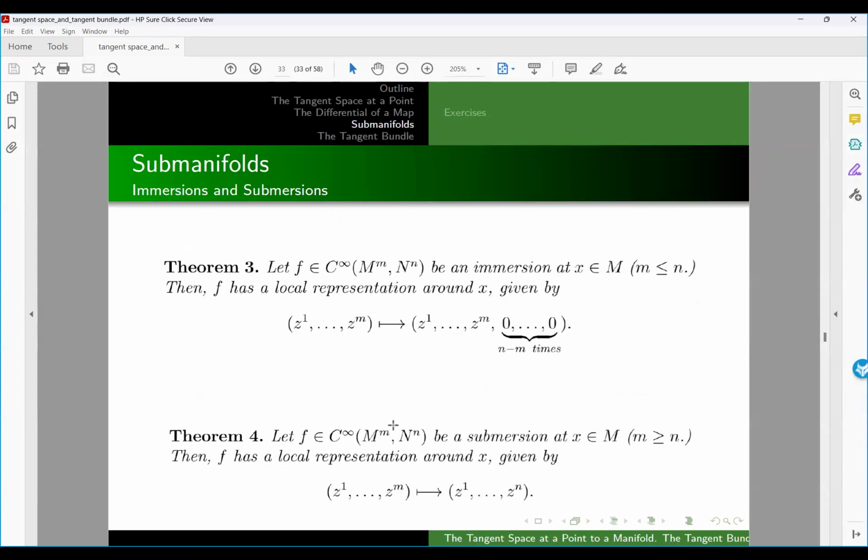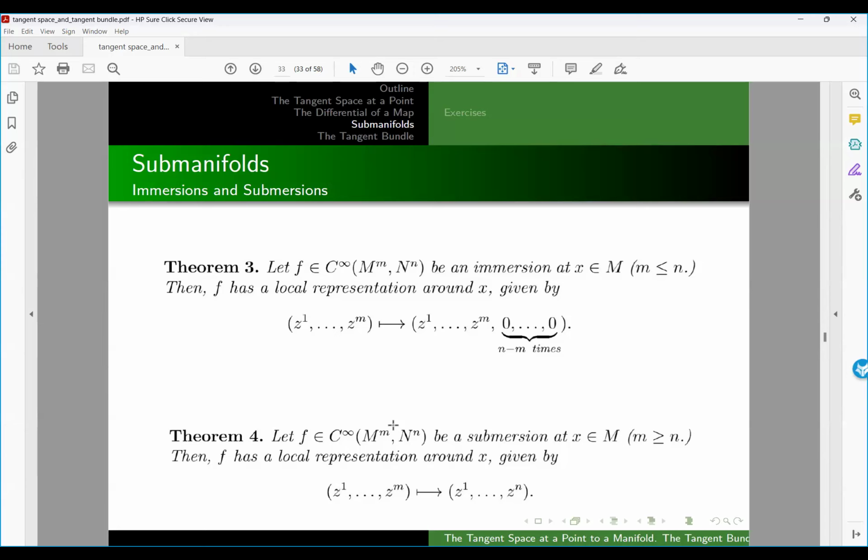So if f is an immersion at this point, where C infinity from M to N means the set of smooth functions defined on the manifold M with values on the manifold N. Suppose that this is an immersion at some point, then there is a local representation. So we can write f in local charts. We can find some charts about x on M and about f of x on N, such that when we write that local representation of f around the point x, the function has exactly this form. You see, a very nice form.